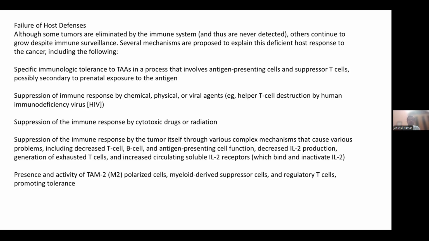Now here, this suppression causes various problems, including decreased T cells, B cells, and antigen presenting cell functions. There is a failure of the immune response to different types of infections, and presence and activity of tumor-associated macrophage 2 polarized cells, myeloid-derived suppressor cells, and regulatory T cells. So all these cells create a helpful environment for the progression of the oncogenic cells.